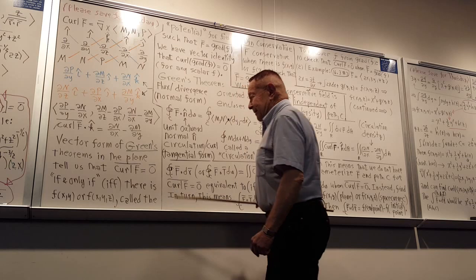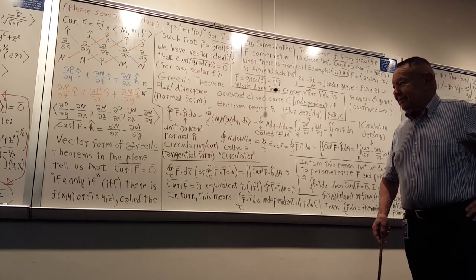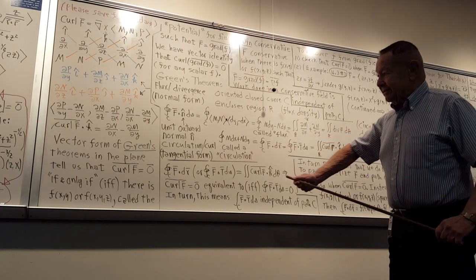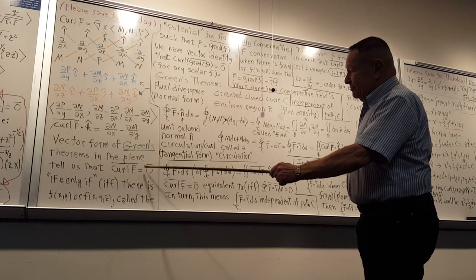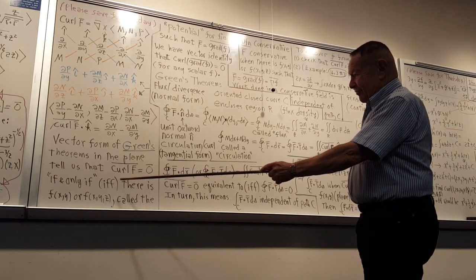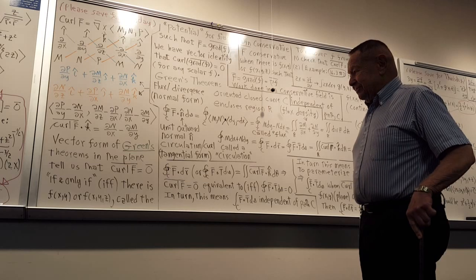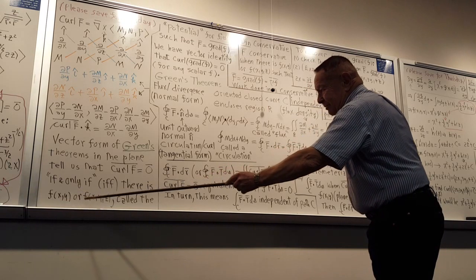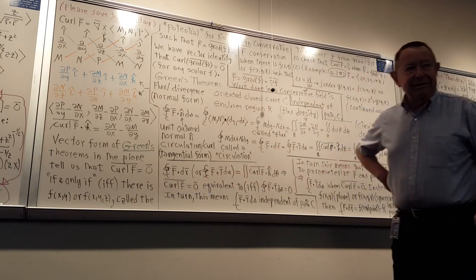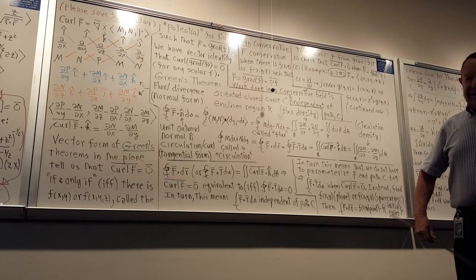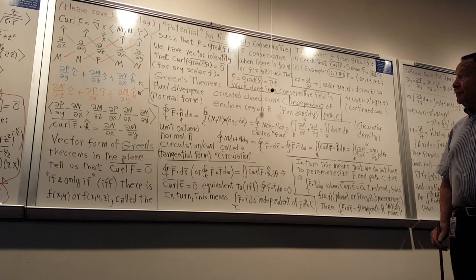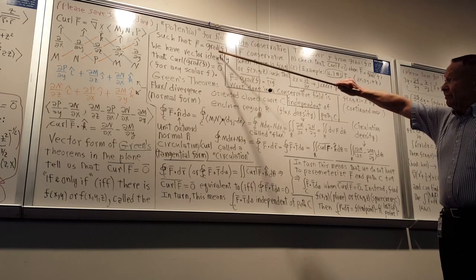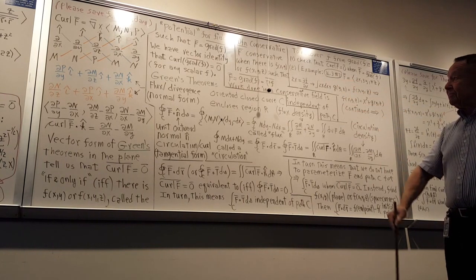We look at the vector form of the Green's theorems in the plane. They'll tell us that curl F for the field is 0 if and only if there is a scalar function, either of two variables or of three, depending on whether you're in the plane or in 3 dimensions, called the potential, such that the field is the gradient of this scalar function.